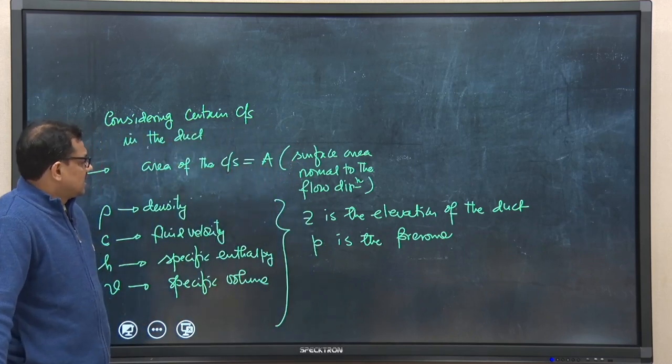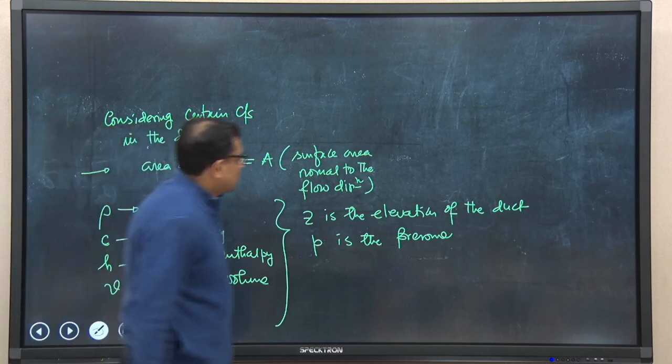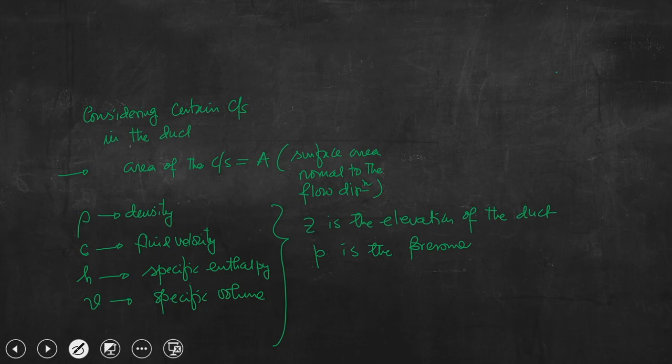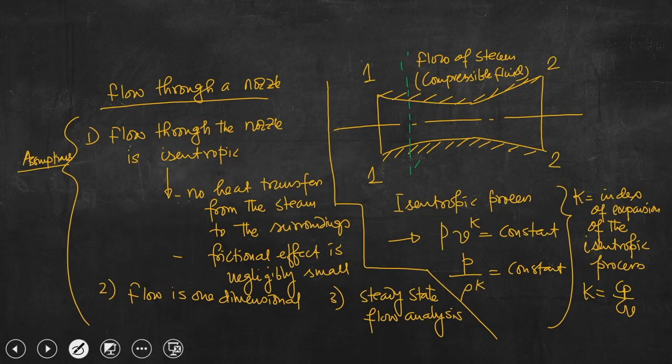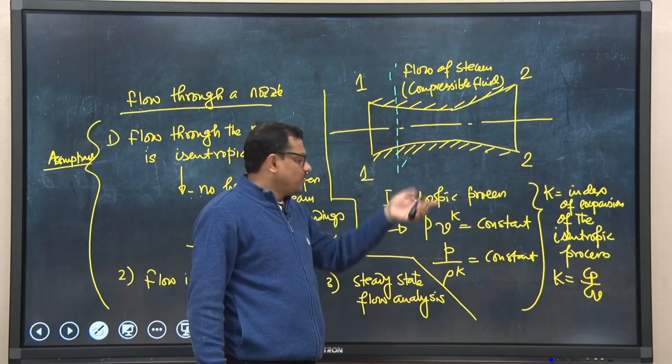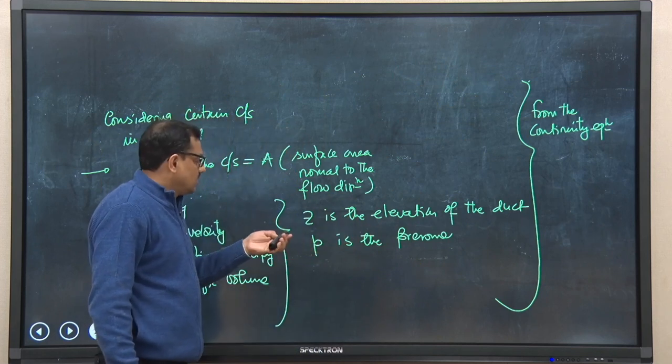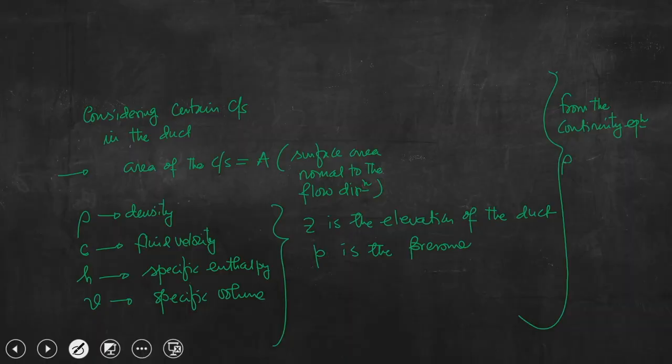If we write this, then what can we write? From the continuity equation, we have assumed that at any particular cross section, those are the fluid properties that we have listed. So, from the continuity equation, we can write rho 1 A 1 C 1 equal to rho 2 A 2 C 2 equal to rho into A into C equal to constant.